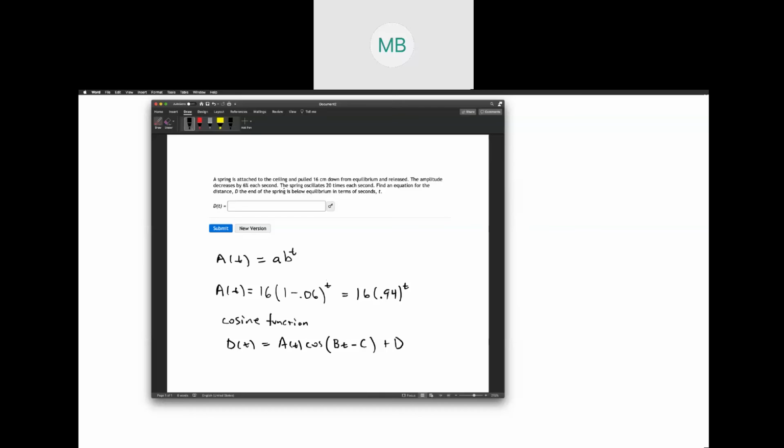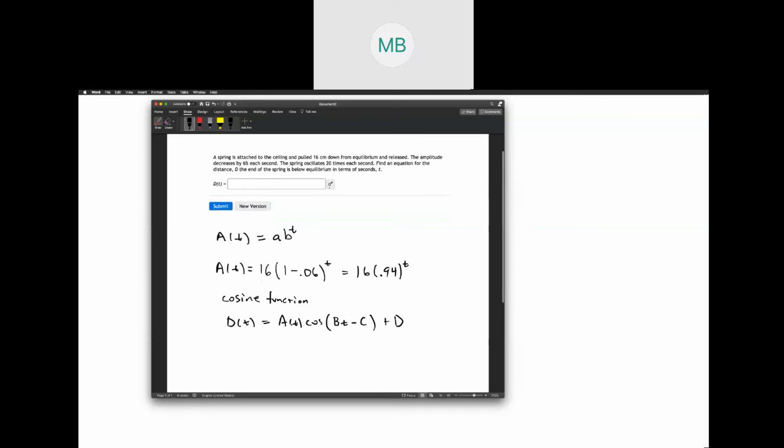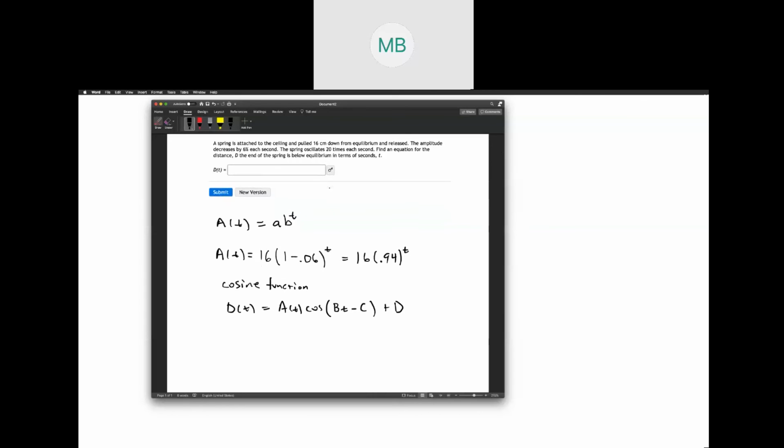Now here, we're also given another piece of information. The spring oscillates 20 times each second. So in other words, that will give us the frequency f. The frequency is 20 times per second. Now we know that the frequency is equal to 1 over the period p. So we know that that's equal to 20. So that would imply that 20p is 1, or that the period p is 1 over 20.